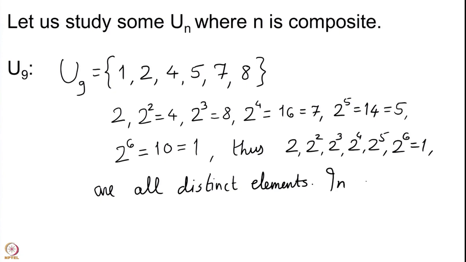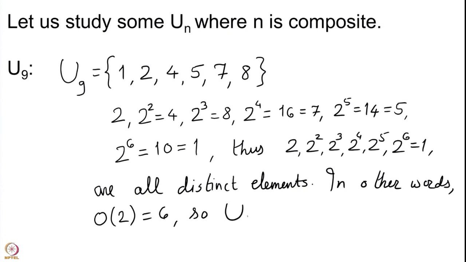In other words, the order of 2 in this group is 6. So U9 is actually a cyclic group of order 6. So we have that U8 was C2 cross C2, U6 was cyclic, U7 was cyclic and U9 is also cyclic. Let us go one step ahead and look at U10.